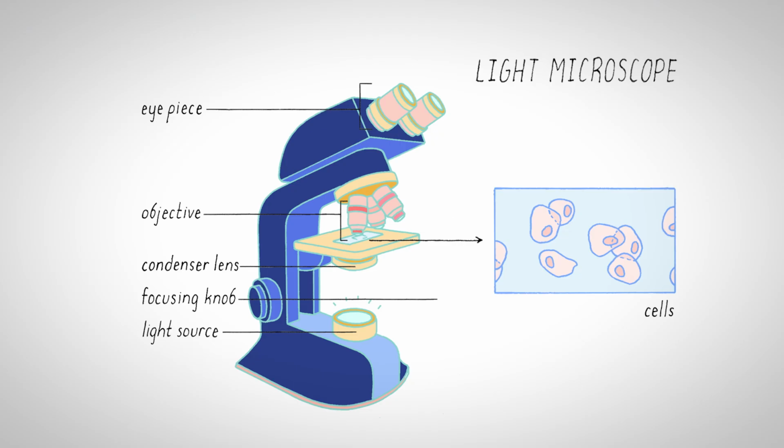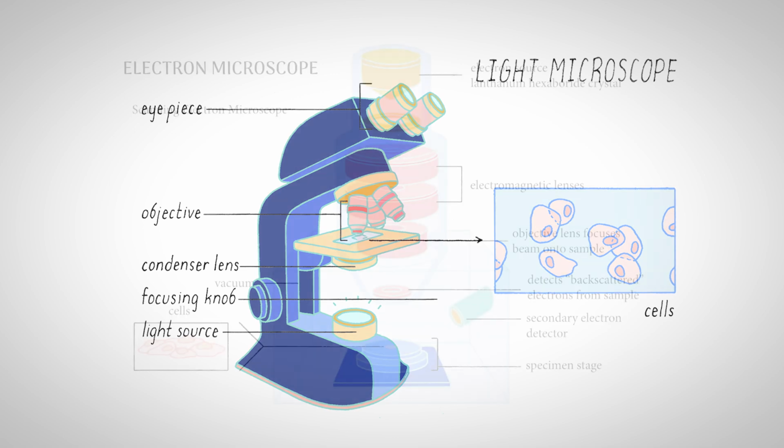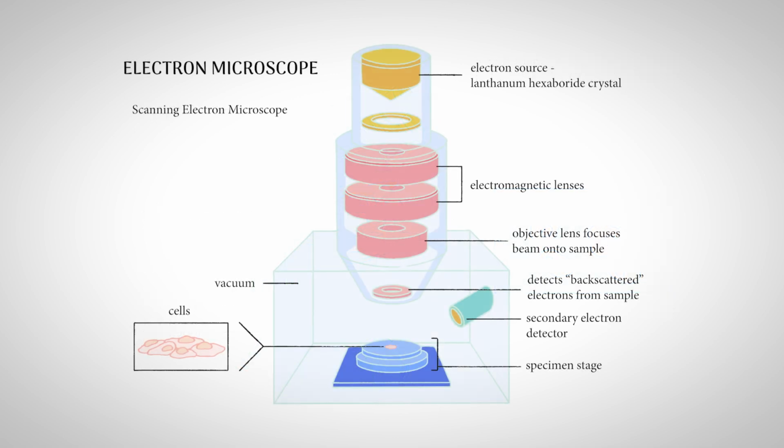So the light and the electron microscope are very similar and different. The difference is that in the light microscope, you use a beam of light to shine on the object. In an electron microscope, you use a beam of electrons to shine down on the object. In electron microscopy, there are two different types of electron microscopes. One is a scanning electron microscope, and the other is a transmission electron microscope.